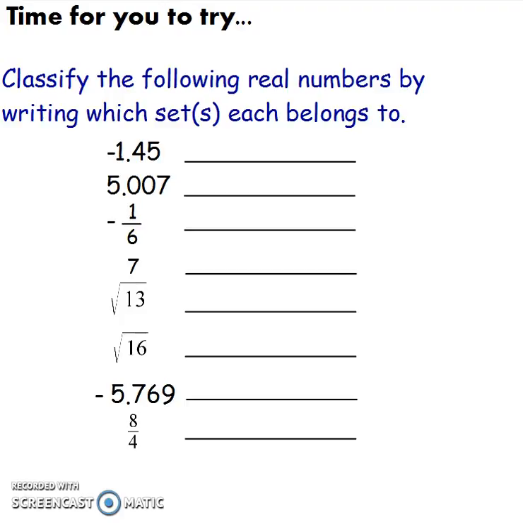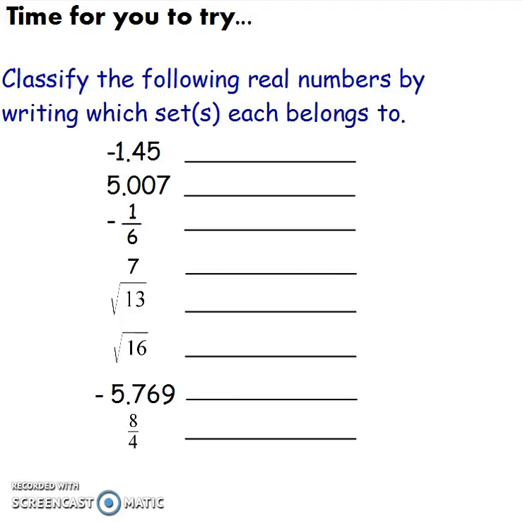So now I want you to try to classify these numbers. Okay? Here's a set of numbers. I want you to write down which set or sets, because they might be multiple, each number belongs to. So what I want you to do is pause the video. On your piece of paper, write down which set you think it belongs to. And when you are finished, go ahead and unpause it and let's see if your answers match my answers. Okay, so pause the video now.